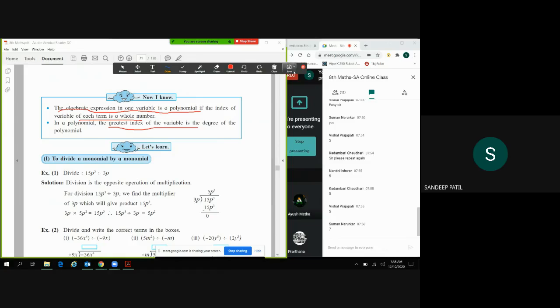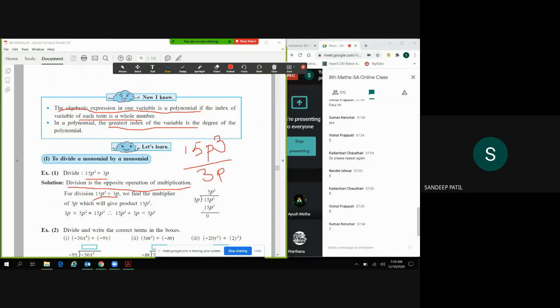So let's try to learn something about division. Divide 15p cube divided by 3p. So ये हम किस प्रकार से carry out करेंगे? Division is the opposite operation of multiplication. तो हमें देखना है कि ये division जो होता है multiplication के completely opposite होता है, right? So 15p cube divided by 3p. We find the multiplier. So हम यहाँ देख सकते हैं कि हमें 15p cube को 3p से divide करना है.